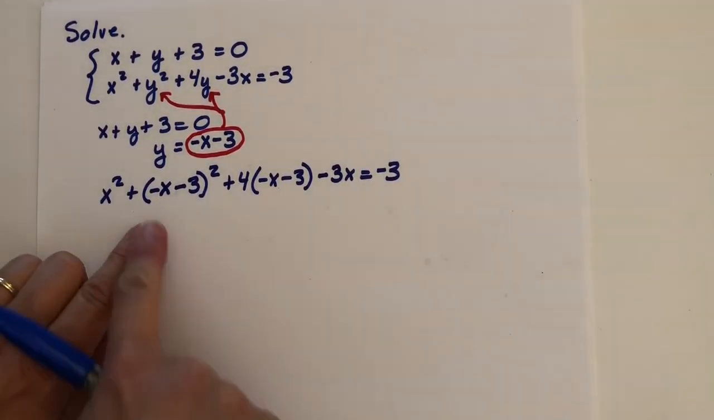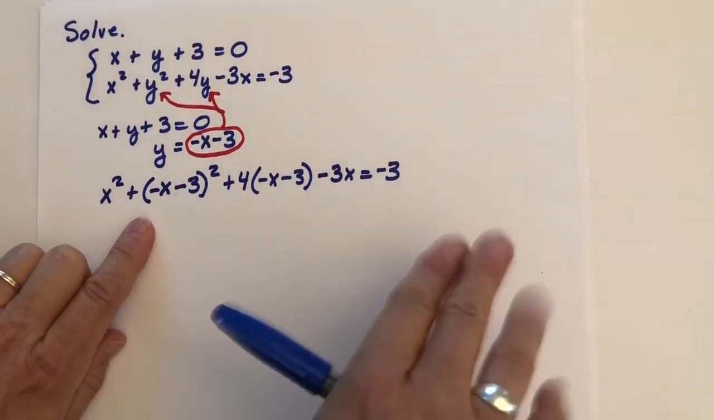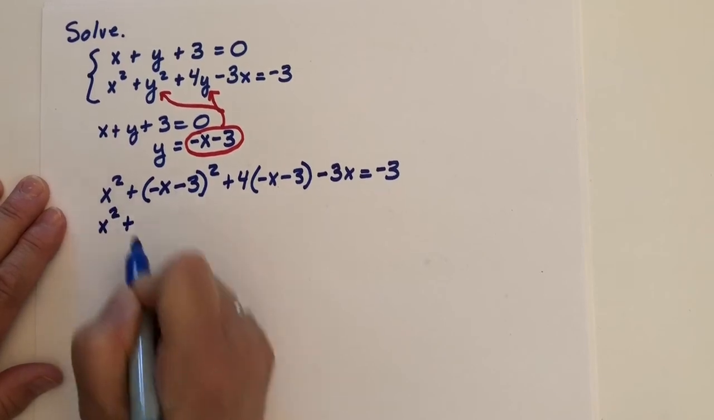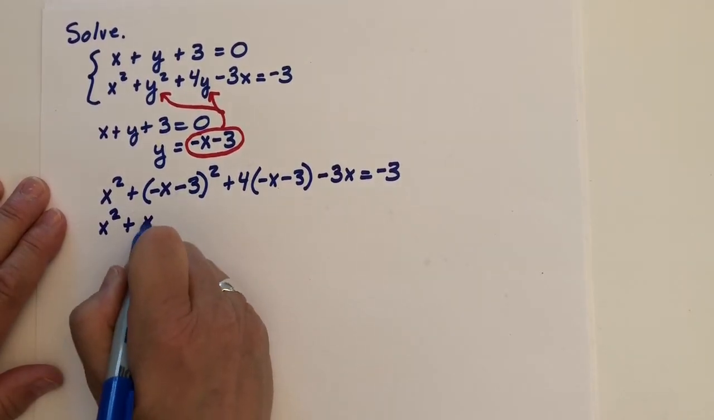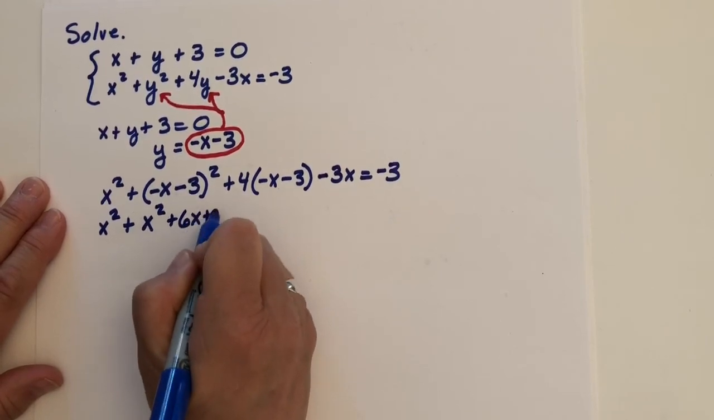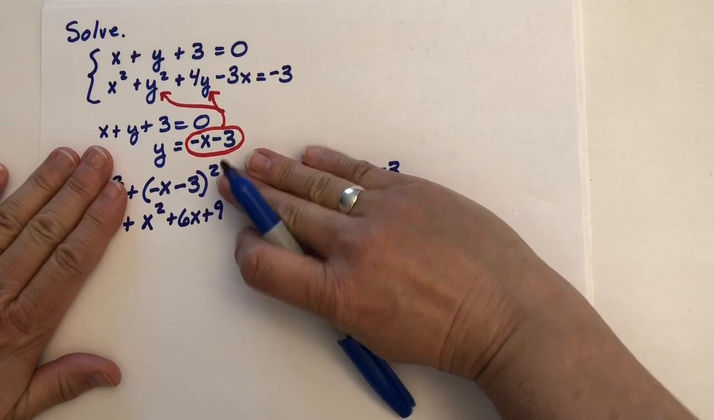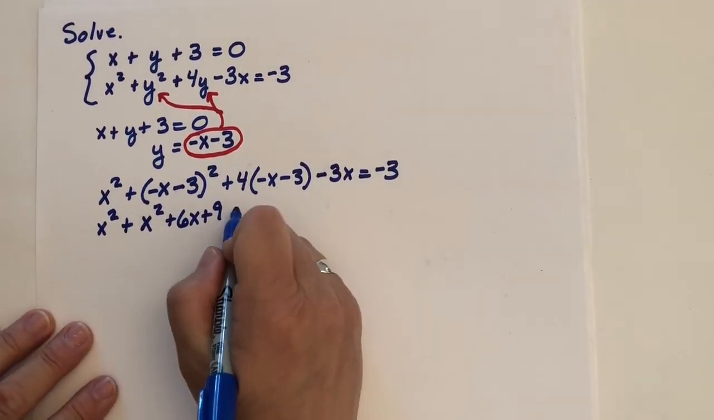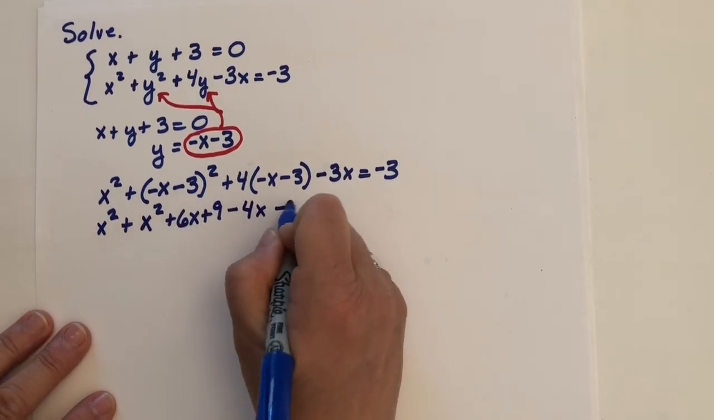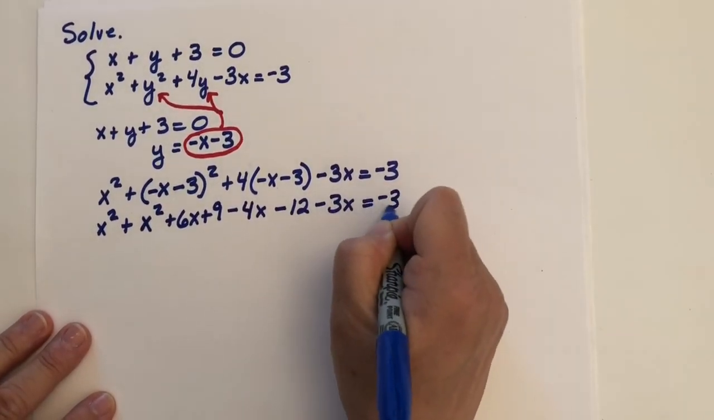We need to square this binomial. Now you can go to scratch paper and do it. But ultimately you would get x squared plus 6x plus 9, right? That's just squaring that binomial. Now let's distribute the positive 4. So we have negative 4x minus 12 minus 3x equals negative 3.